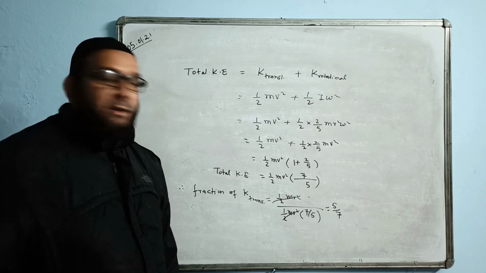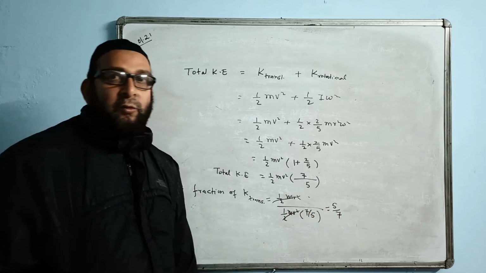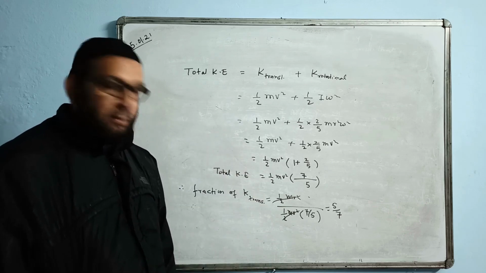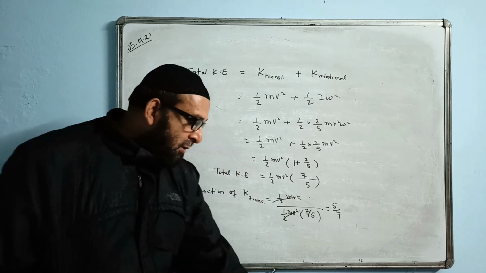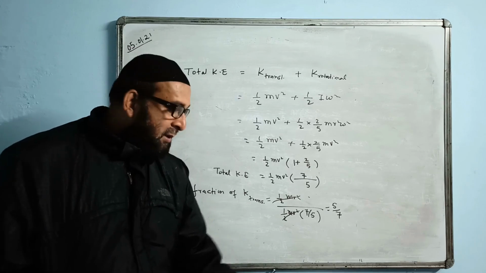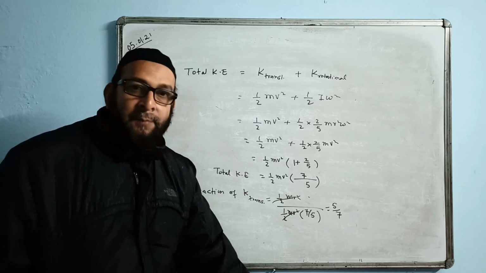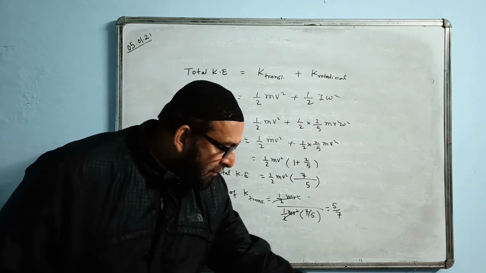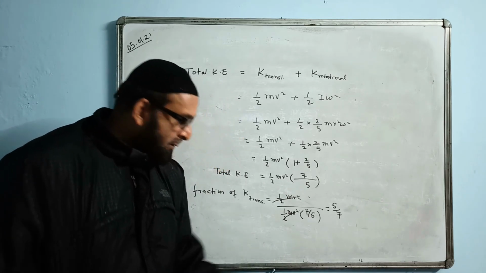Then how much will be rotational? 1 minus 5 by 7, that is 2 by 7. So this is how we do this kind of problem. With this information, this chapter is over. Next class we will be starting a new chapter, gravitation. Okay, thank you for listening.